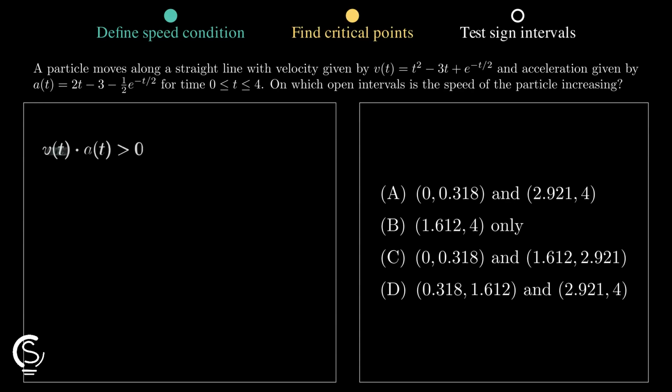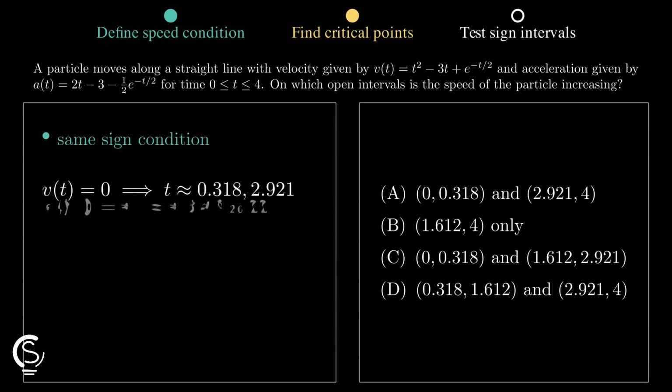Next, we locate the roots for both functions. Velocity equals 0 at approximately 0.318 and 2.921. Acceleration is 0 at 1.612.